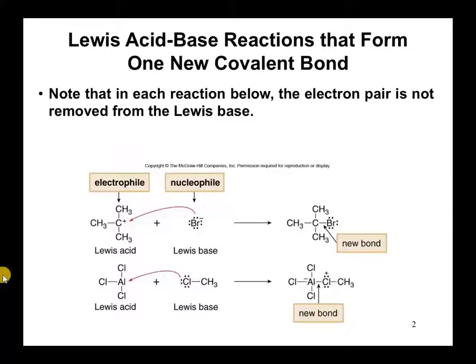So for this particular example, we don't remove the electron pair from the Lewis base. It is physically reacting with it, forming some sort of new bond. Sometimes we do that, sometimes we don't. So this is a very specific example of Lewis acid-base reactions that form one new covalent bond. It's hard to see what's the electrophile and what's the nucleophile when you first get started out, but for the most part, you can figure it out by looking at the thing that has the most electrons. That's going to be the nucleophile. The thing that's electron deficient is going to be the electrophile, and then those things react.